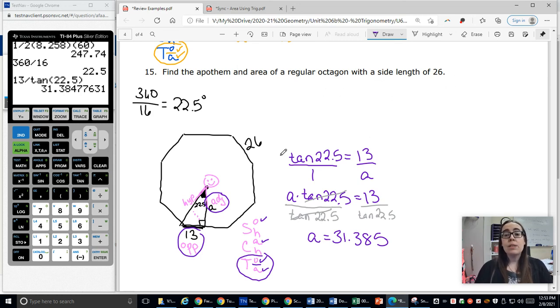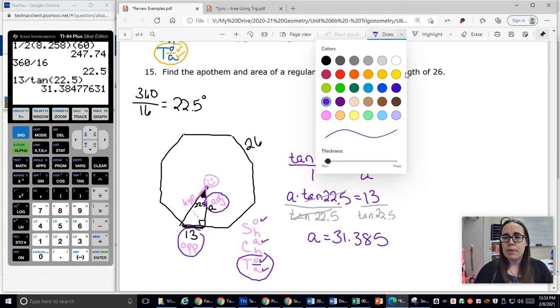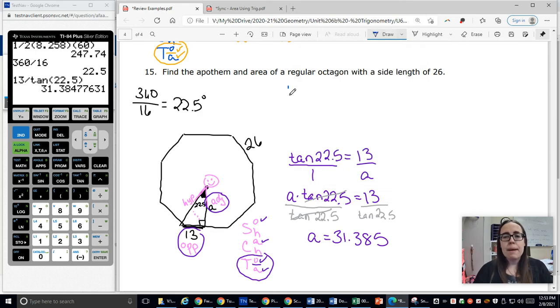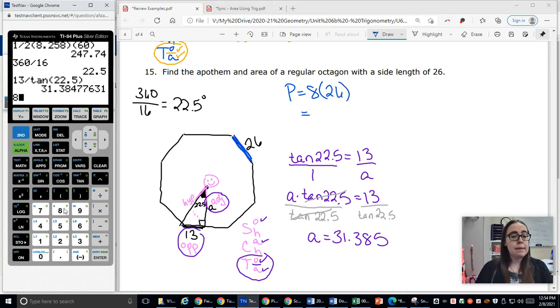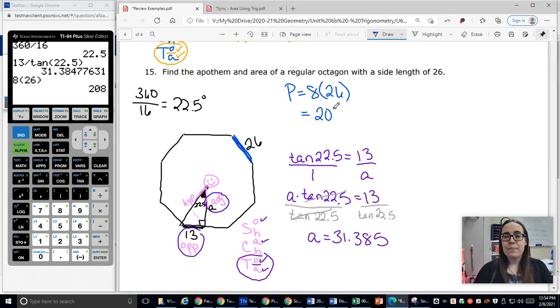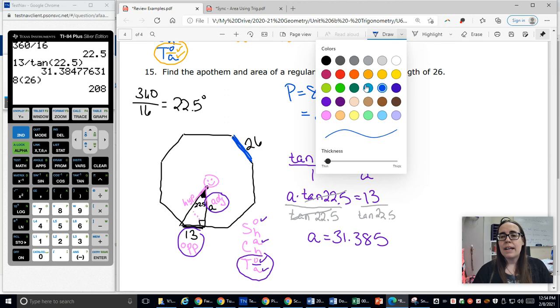My formula also requires my perimeter. I didn't find my perimeter, so let's go do that real quick. My perimeter is going to be, I'm an octagon, which means I have 8 sides. Each side is 26 units. So my perimeter is going to be 8 times 26, which is, let's do a parentheses there so it matches, 208 units. Okay, now I'm ready to find my area.